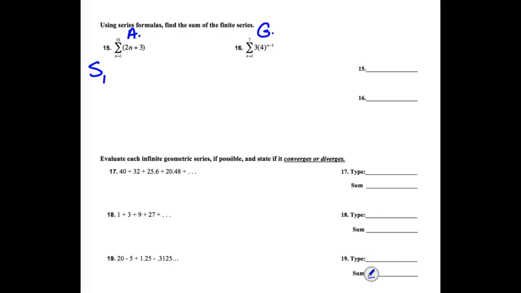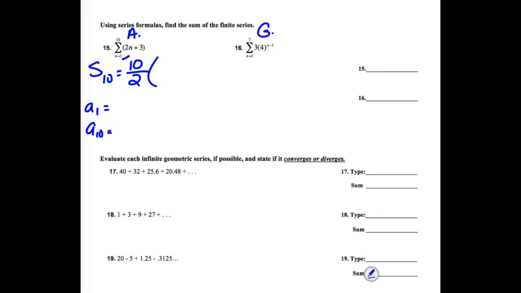From 1 to 10 is 10 numbers. And if it's arithmetic, we pair them up, right? And now we need the first and last numbers. How do I find those? Put a 1 in and put a 10 in, right? 1 is the first number they want us to use, 10 is the last number. So let's find a sub 1 and a sub 10.